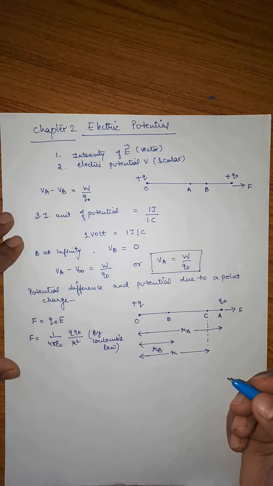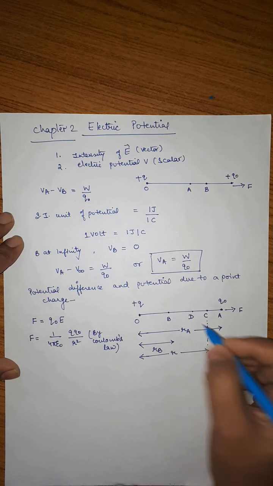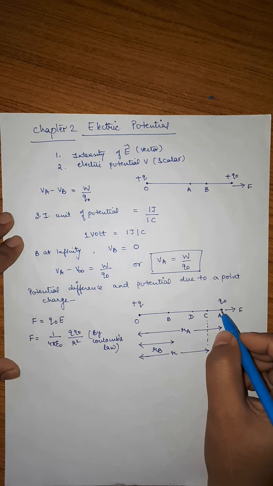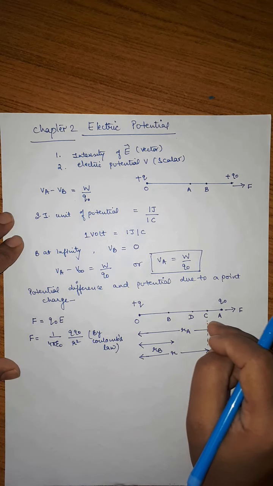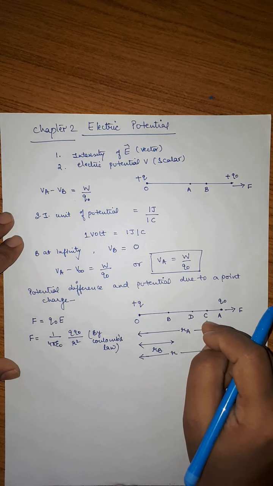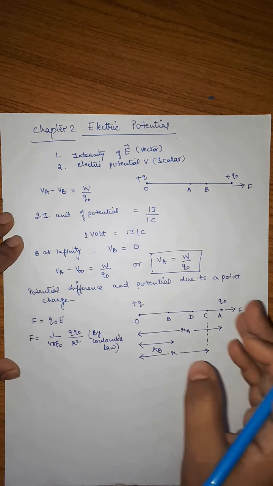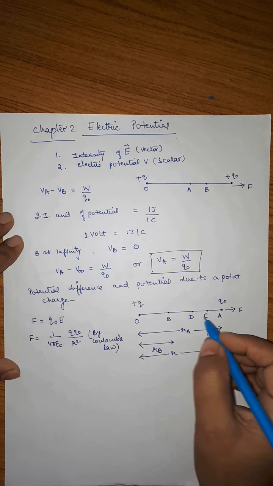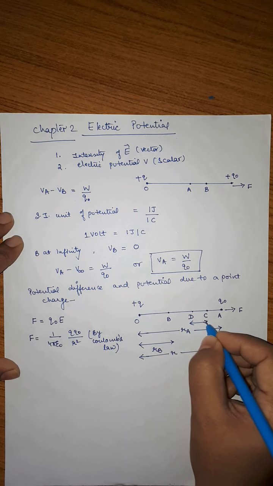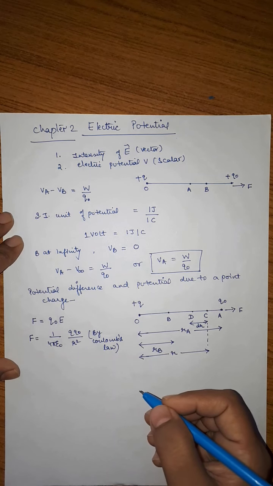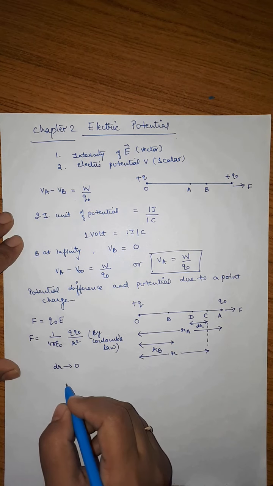Now further, this test charge Q naught is brought in from position C to position D. That is, on its motion of the test charge from A to B, we have considered an instant at which the test charge is at C. At C, we have calculated the force. Now this test charge, when it is at C, is further moved inwards towards B by a small distance. Let this small distance be represented as dr. This dr is tending to 0.